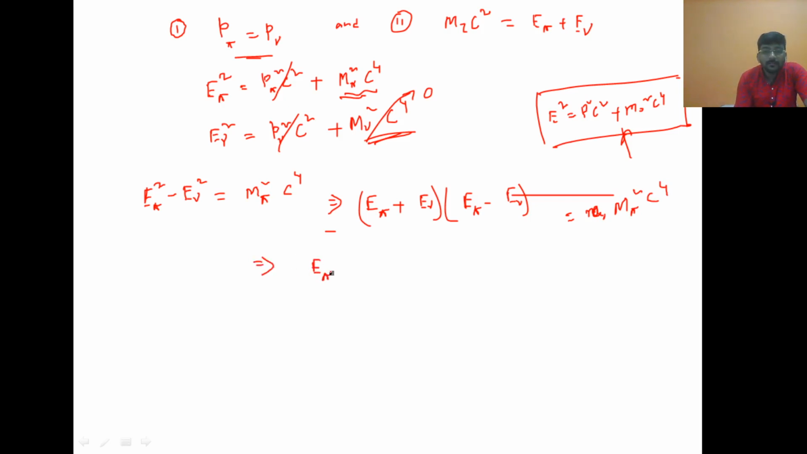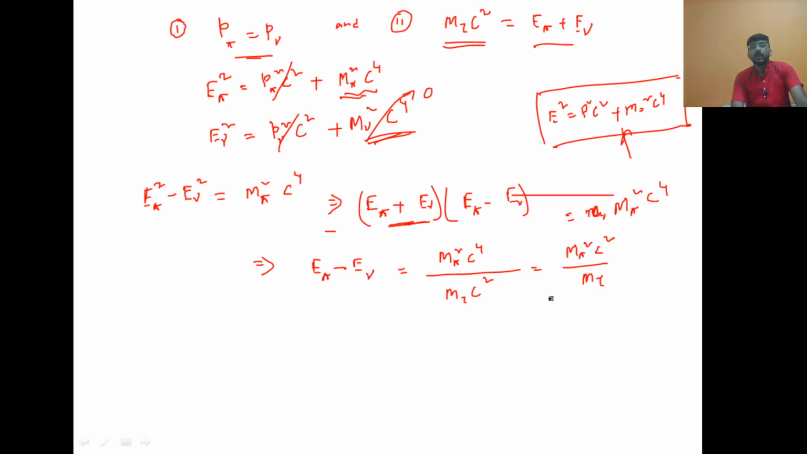So E pi minus E nu is equal to m pi square C to the power 4 divided by E pi plus E nu, and the value of E pi plus E nu is nothing but m tau into C square. So it will be divided by m tau into C square. So C square will cancel out, and we get m pi square C square divided by m tau.